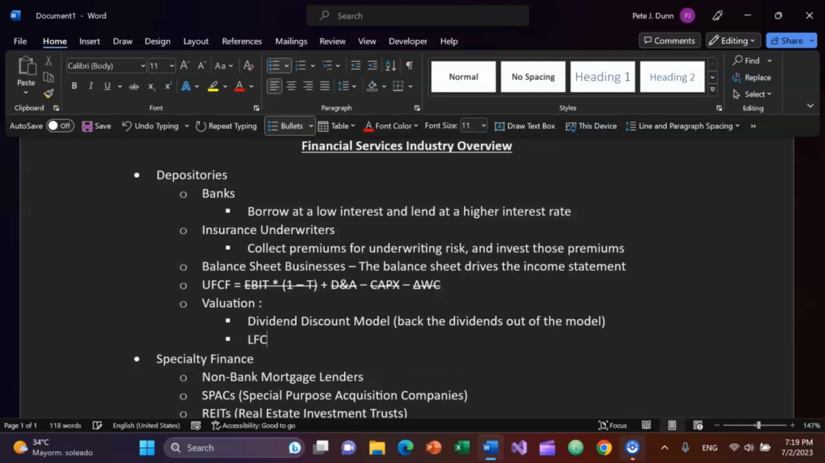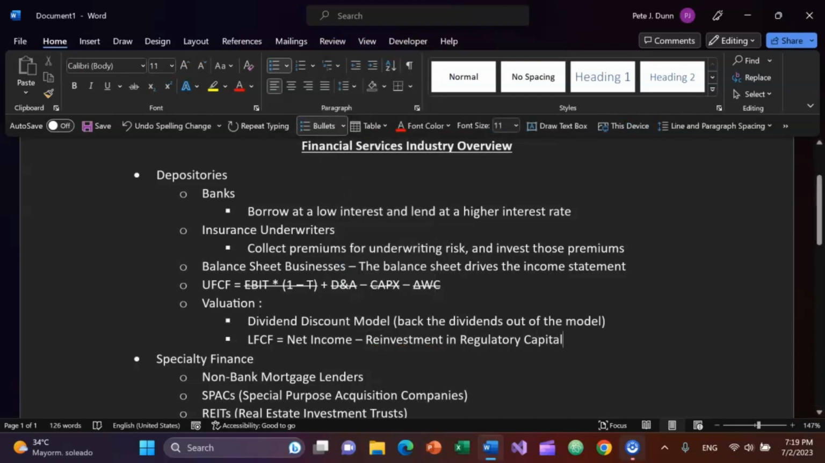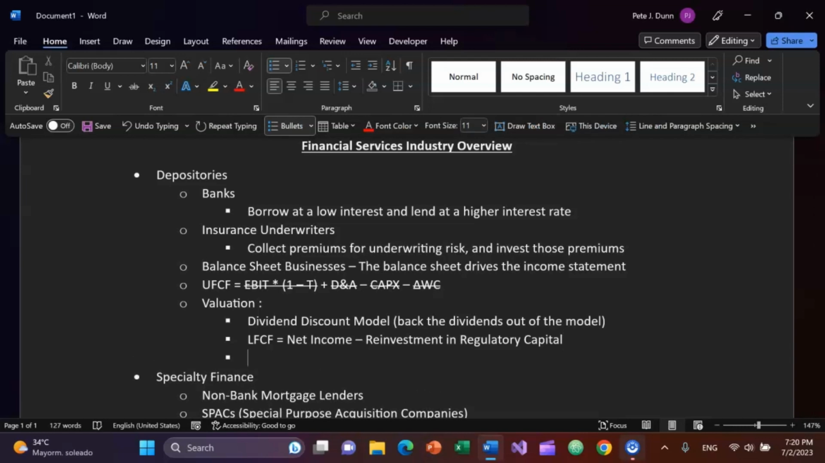So another option is a levered free cash flow model, but you're going to redefine it as net income minus reinvestment in regulatory capital. I'll fix that. So that's another option. When you're dealing with levered free cash flows, discount at the cost of equity.